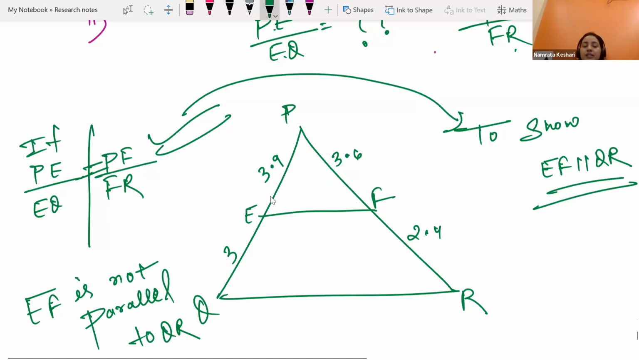Yes, ma'am. Any way we can say that if the ratio PE by EQ and PF by FR is same, then the lines are parallel. If the ratio is not same, then the lines are not parallel. This is our first question in the exercise. Okay, let's do it.